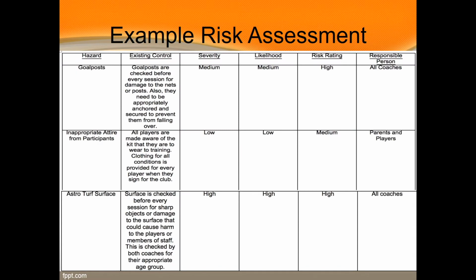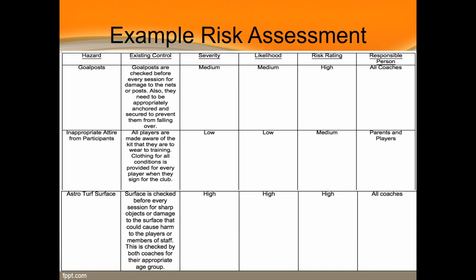So here you can see an example of a risk assessment that I've used for a football coaching session. So you can see at the top hazards, existing controls, severity, likelihood, risk rating, and also the responsible person clearly listed. So if we use the first hazard, which is goalposts, an existing control that's already in place is that goalposts are checked before every session for damage to the nets or posts, and also they need to be appropriately anchored and secured to prevent them from falling over.